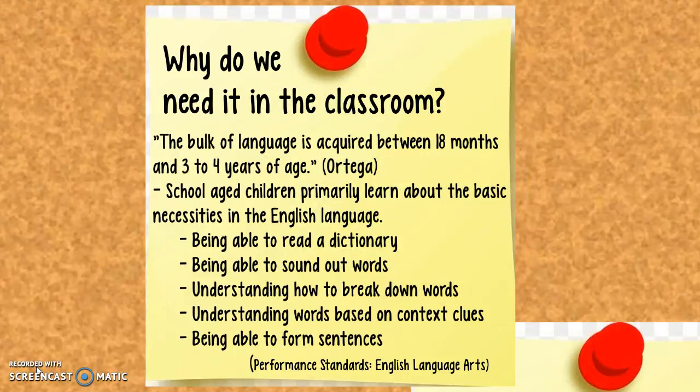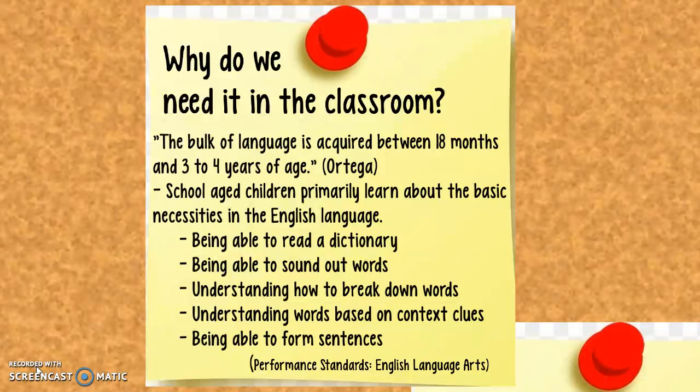There are critical periods for learning all sorts of information, which is why state standards are put in place to help achieve these milestones in speech at the appropriate time. The bulk of language is acquired between 18 months and 3 to 4 years of age. Children before school age are picking up on what the adults around them are saying, but they aren't necessarily applying it properly. School-age children are taught how to perfect what linguistics they already use, and are primarily learning about the basic necessities to the English language.